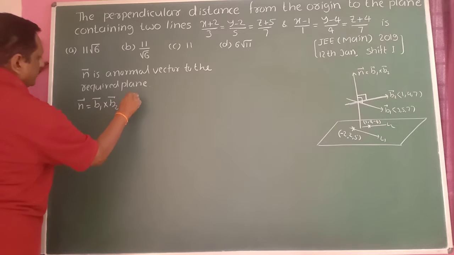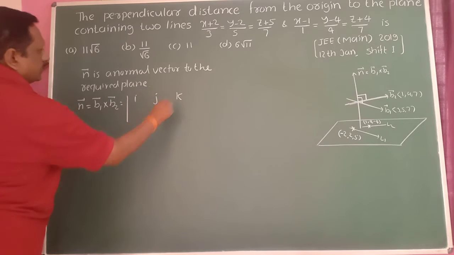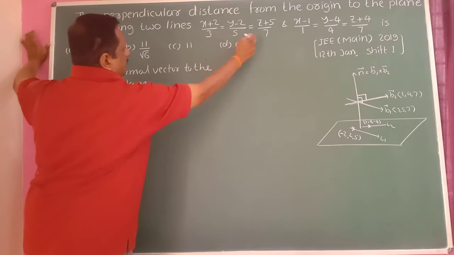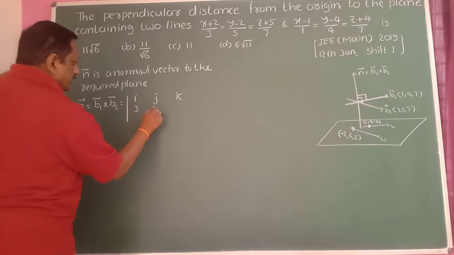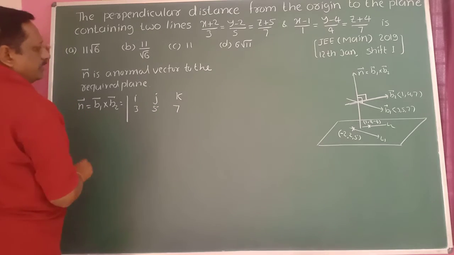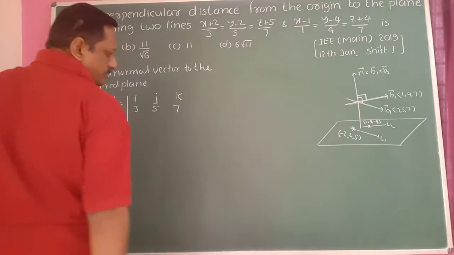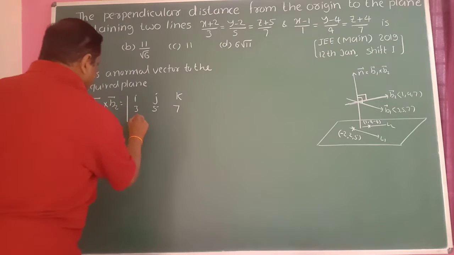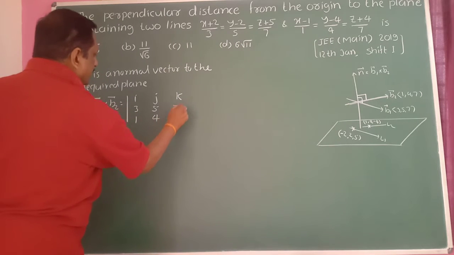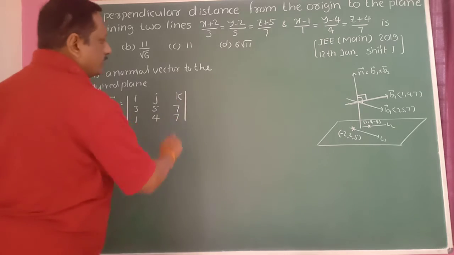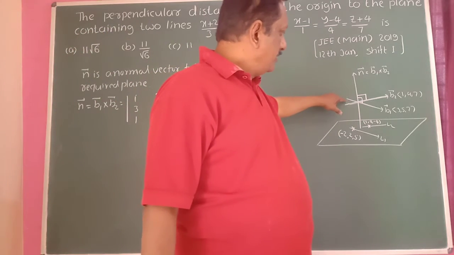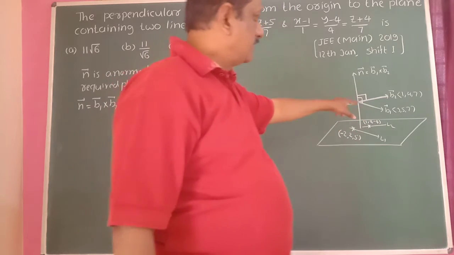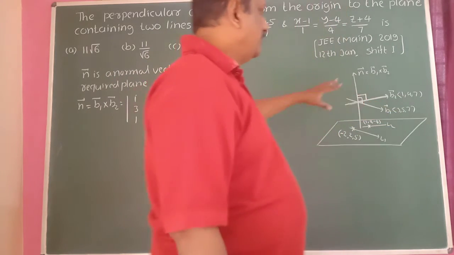So the determinant of i, j, k. B1 means the direction ratios of the vector 3, 5, 7, so write here 3, 5 and 7. The direction ratios of the second vector, parallel to the second line, are 1, 4, 7, so write here 1, 4, 7. These are the vectors parallel to these two lines, these are the direction ratios of those vectors.